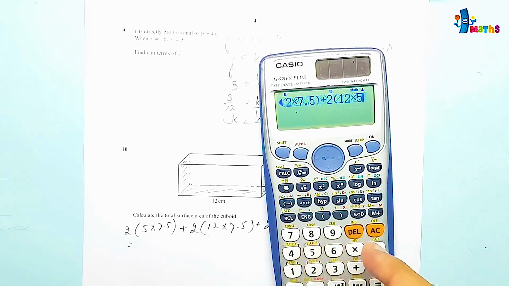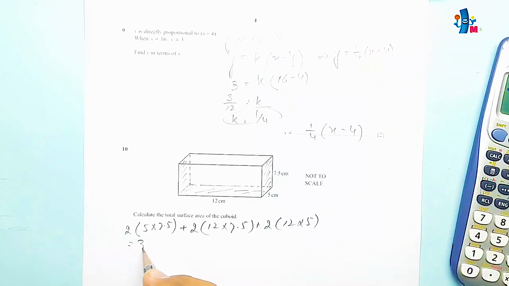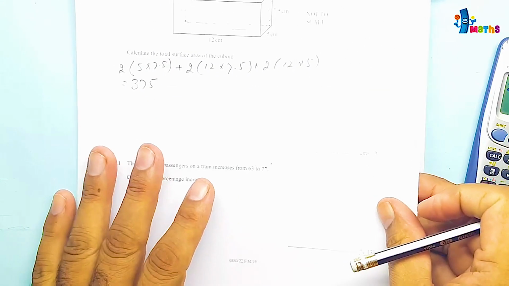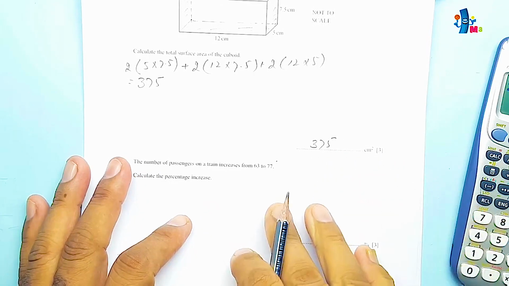12 into 5, so this will be equal to 375. And 375 will be in centimeter square, because this is surface area. So centimeter square is already written, so we just have to mention 375.